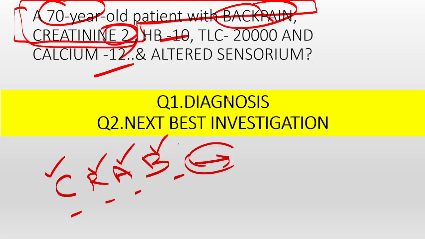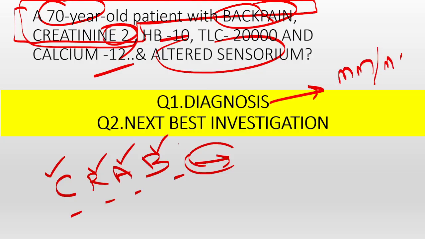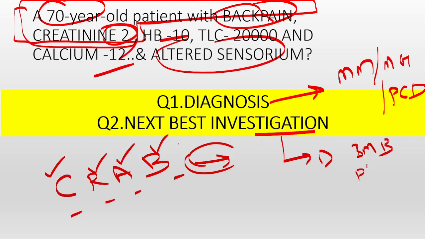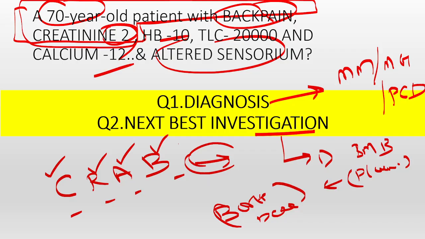Anemia, calcium is a bit on the higher side. Patient is ultrasensorium. So what could be the diagnosis? Multiple myeloma, or whoever wrote monoclonal gammopathy, or whoever wrote plasma cell dyscrasia, we give full mark. Next best investigation is bone marrow biopsy, which will tell the plasma cell percentage, which will guide the treatment. Treatment includes bortezomib, dexamethasone. These are the things you have to start.